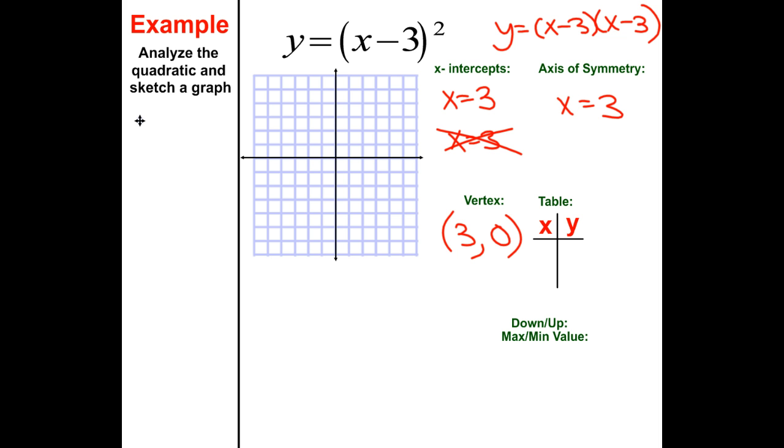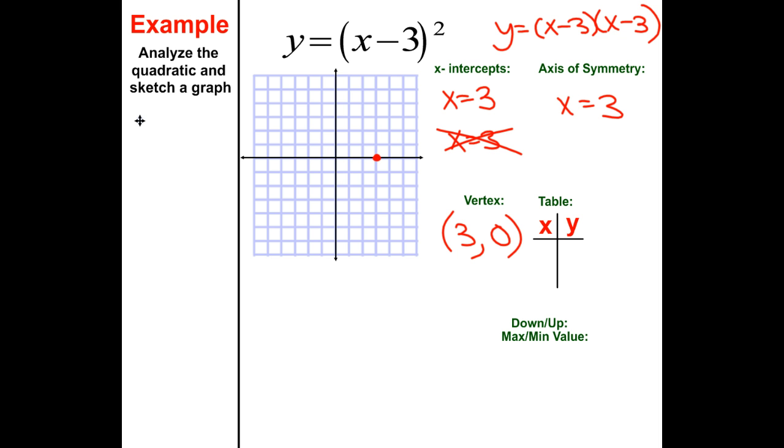So our vertex is at 3, 0. Let's graph all of our points that we have right now. If you notice, I have 1 point. That's it. I found the x-intercept, the axis of symmetry, and the vertex, and they all were the same thing. I have 1 point. That means I need to use my table to figure out some other points.